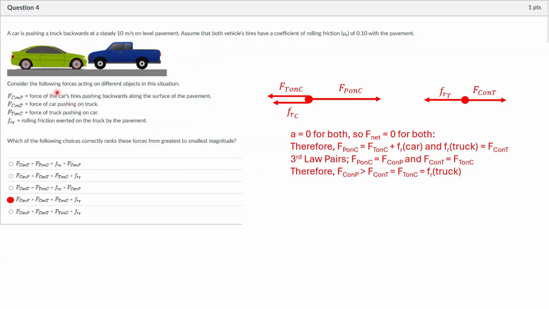Consider the following forces acting upon the different objects. You've got the force of the car's tires pushing backwards on the pavement. So tires are going like this and trying to push backwards against the pavement. The force of the car pushing on the truck. So the car is pushing the truck that way. And the force of the truck pushing on the car. Well, that's a Newton's third law deal. If the car pushes, the truck must push the car. And then finally, the rolling friction exerted on the truck by the pavement. The truck's rolling this way, so there'd be a rolling friction to slow it down, pointing back. Which of the following choices correctly ranks these forces from greatest to smallest in magnitude?